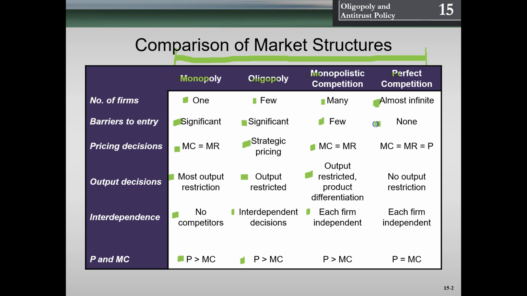Barriers to entry, almost none. Again, there's always some kind of cost. Even a hot dog stand, you've got to buy the hot dogs and the stand and whatnot, but there are a lot fewer barriers to entry for that than a lot of other things.